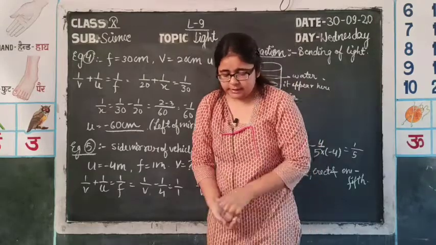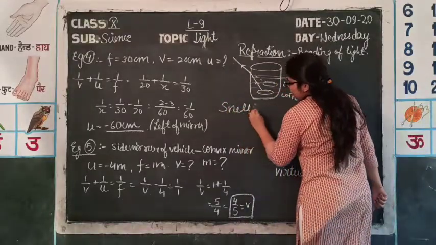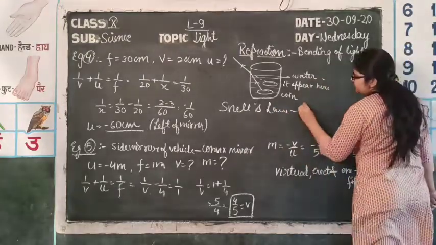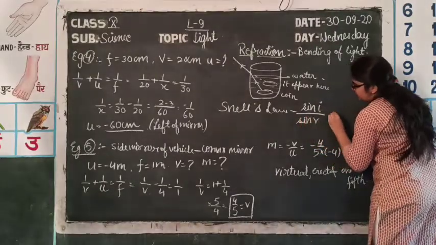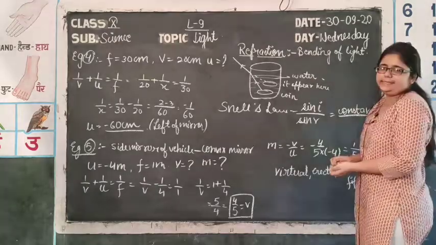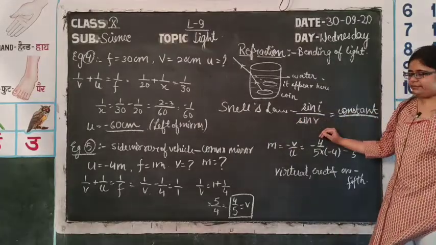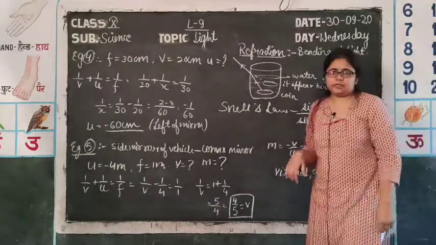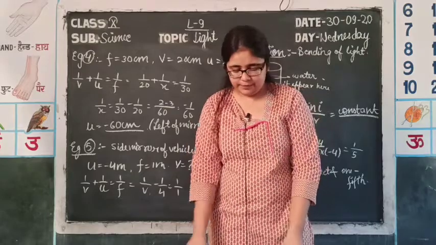Then the second thing given in your book is Snell's law. Snell is the name of the scientist who gave an equation which explains refraction, that is, sin i upon sin r is constant. This is the second law of refraction, that sin i by sin r is constant, and this constant is the property of the medium, that is, the refractive index of the medium.